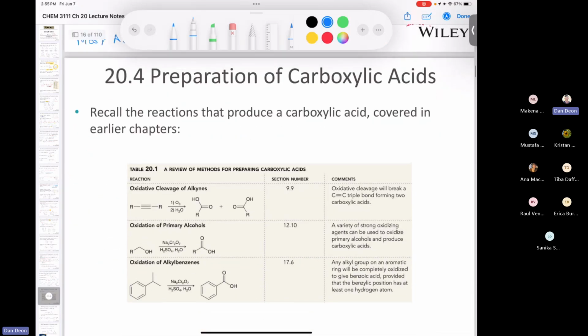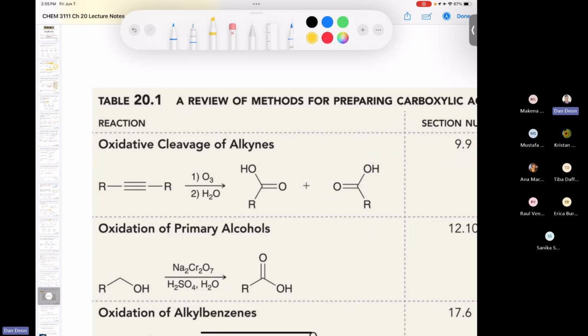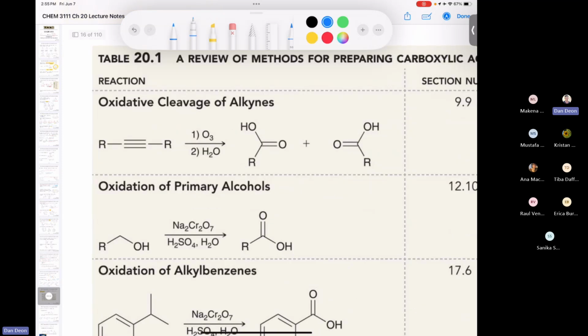Now, have we seen how to make a carboxylic acid already in this class? Oh yeah, we've seen it a few times. In earlier chapters, we saw some carboxylic acids being synthesized. Let's take a look at those examples. The first one comes from chapter 9. If you had an alkyne and cleaved it using ozonolysis, you would end up with a pair of carboxylic acids.